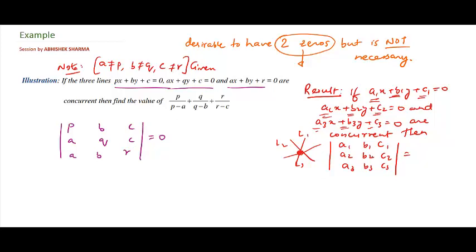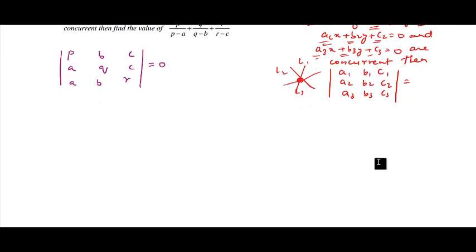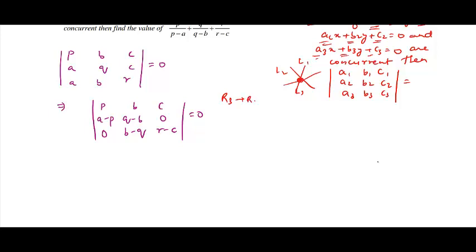And now we start by creating some zeros. So you get, which implies, 0, b minus q, r minus c; a minus p, q minus p, 0; p, b, c equal to 0. So probably you have guessed it correctly. I am going for the transformation R3 is R3 minus R2 and R2 is R2 minus R1. I am going for this set of transformations.